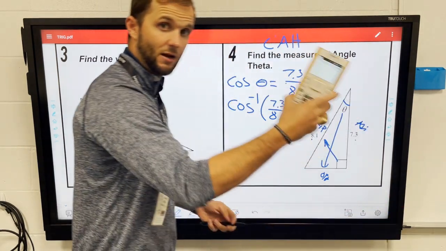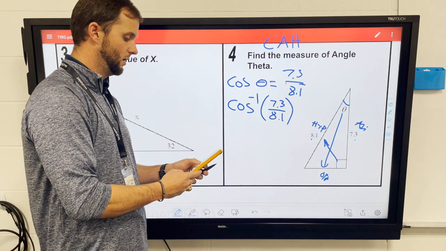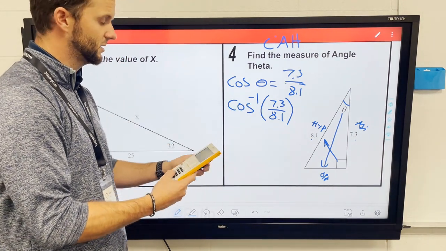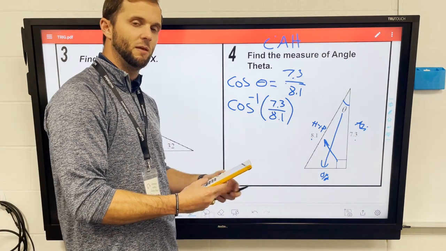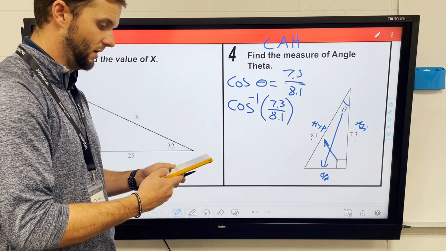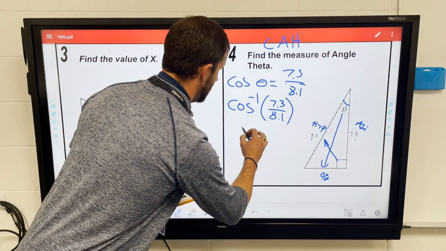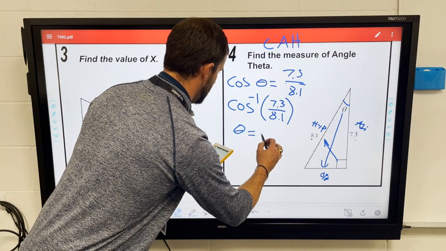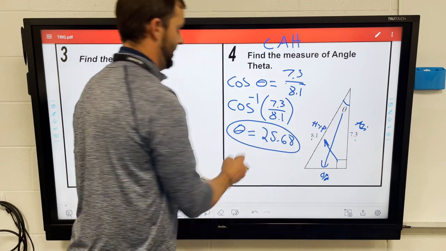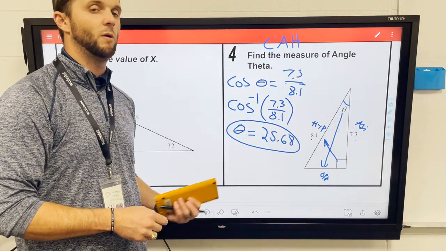So literally in your calculator or on your computer calculator, you're going to click trig. You're going to go to cosine raised to the -1 power, which is inverse. And then you're literally just going to type in that ratio. So 7.3 divided by 8.1 is going to give you roughly 25.68. So the value of theta is going to be 25.68 roughly. Okay, so that is how you find the angle measurement using your trig ratios.